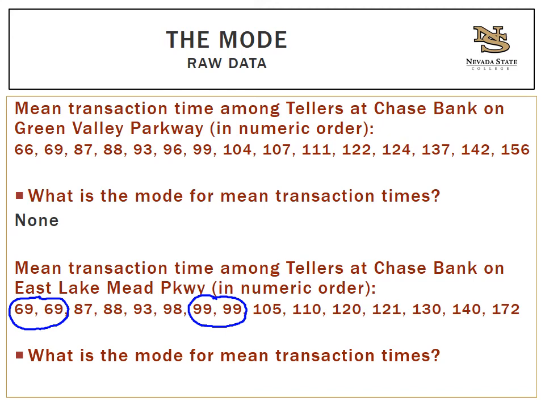So just like with the median, putting your values in numeric order also helps you identify the mode if you're looking at raw data because those values are next to each other. So in this case, we actually have two modes. The mode for mean transaction times for Chase Bank at East Lake Mead Parkway is 69 and 99. Now, if we had a situation where this wasn't there, then the mode would just be 99. But in this case, both 69 and 99 occur more than the rest and occur the same number of times, so we have two modes.